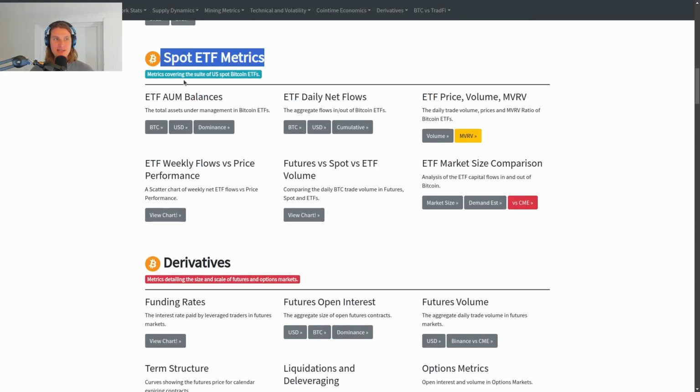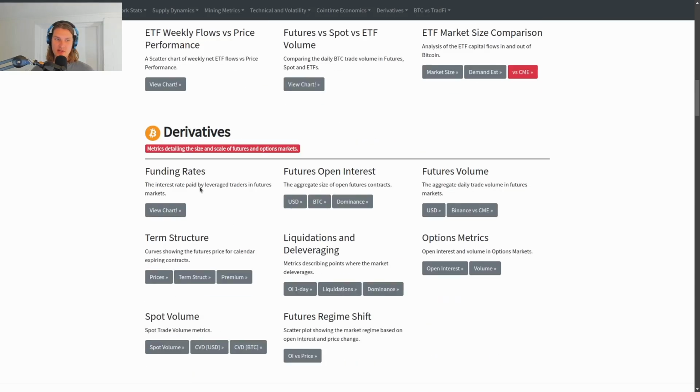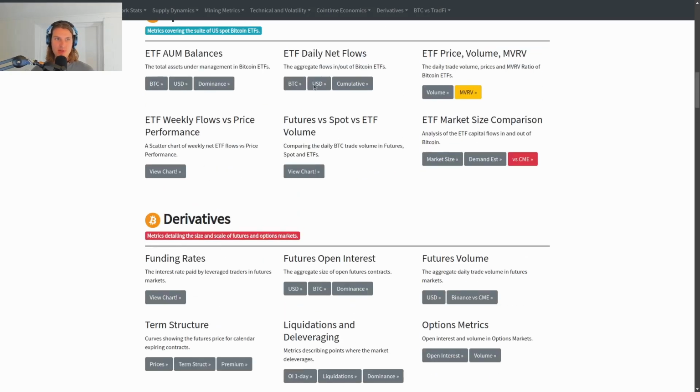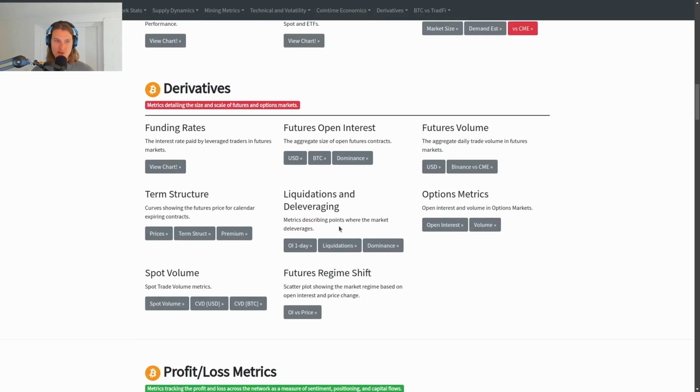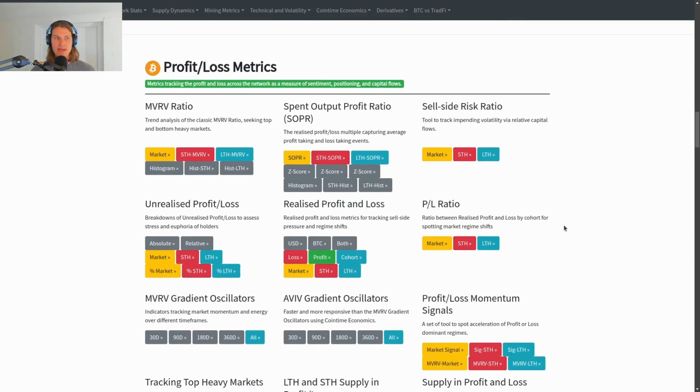Now we do have ETF and derivative metrics. So this covers futures, what's going on with the spot ETFs, what's going on with options, leverage and liquidations, and all these types of things. In the world of profit and loss, so on-chain data, this is where the magic happens. Profit and loss metrics are, in my opinion, the most powerful toolkit you'll often see within this realm.